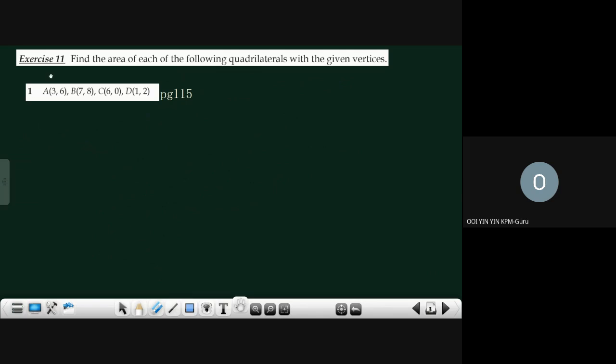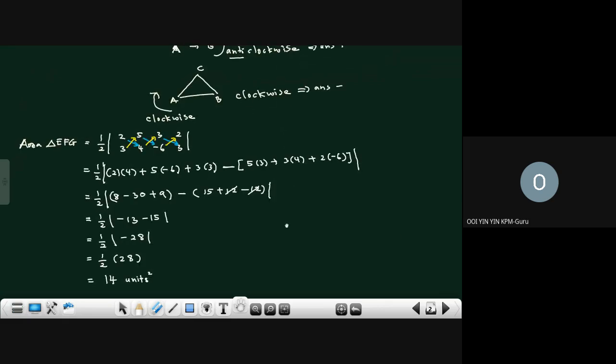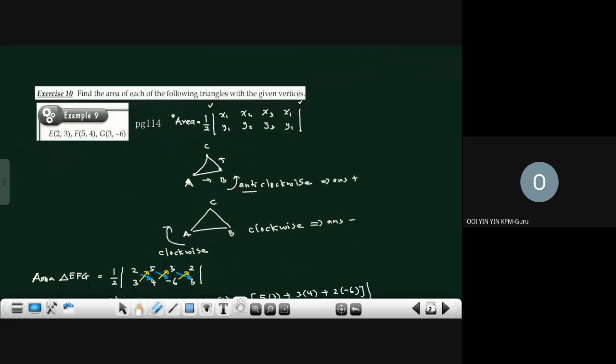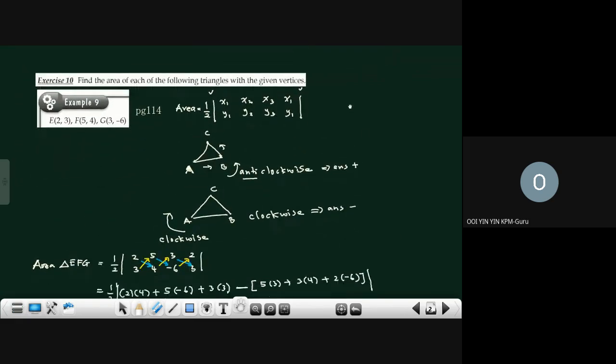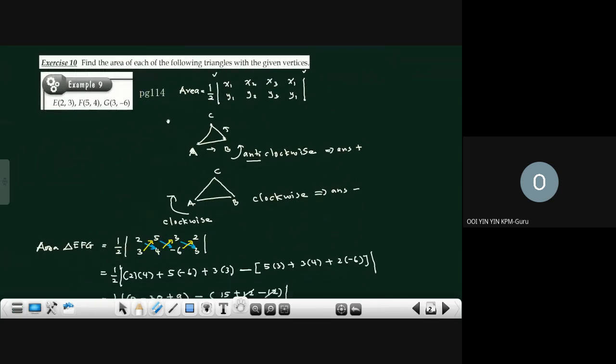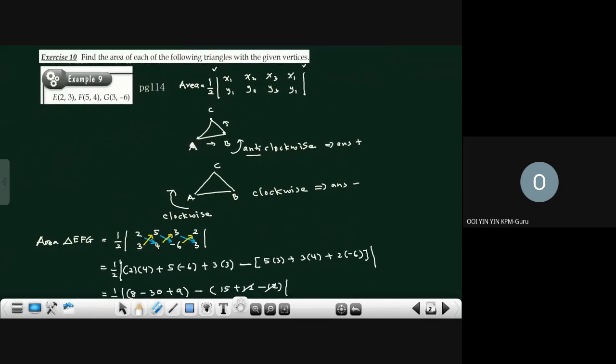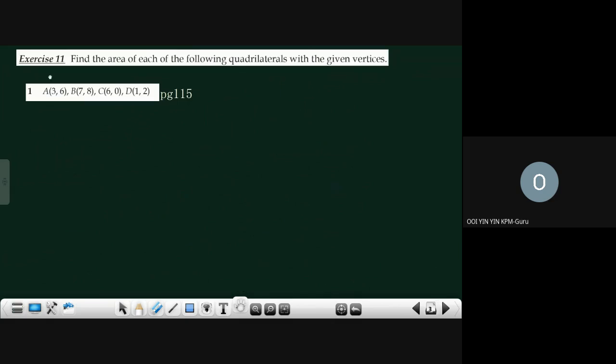Okay, exercise 1.11. Find the area for each of the following quadrilaterals with the given vertices. The questions just now were to find the area of triangles, right? Triangles because you only have three vertices: 1, 2, 3. Now quadrilateral, empat segi, right? Quadri means 4, so you have 4 vertices here: 1, 2, 3, 4. The formula is still the same, as I told you.